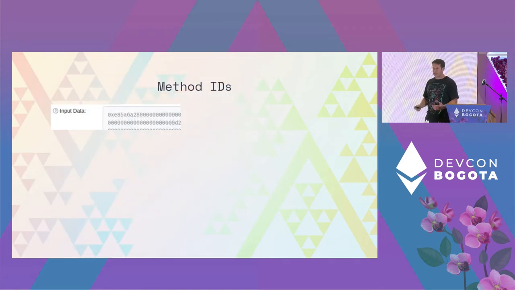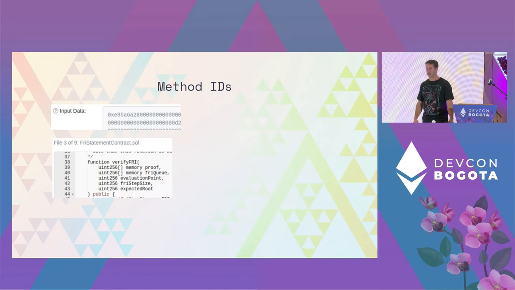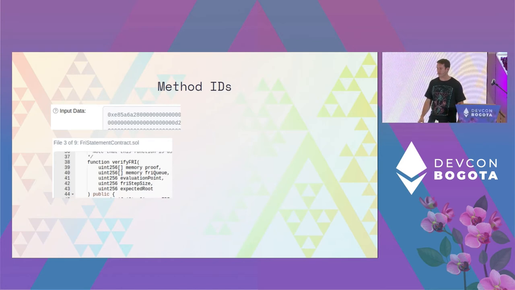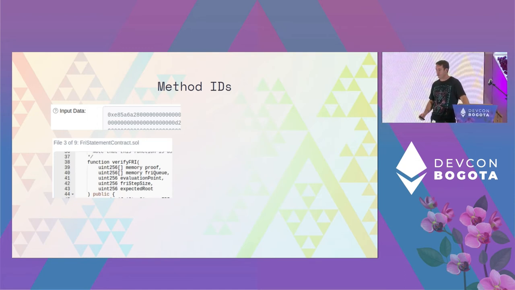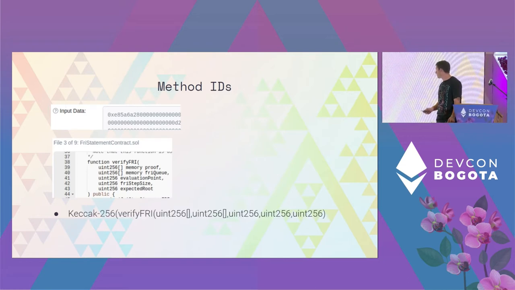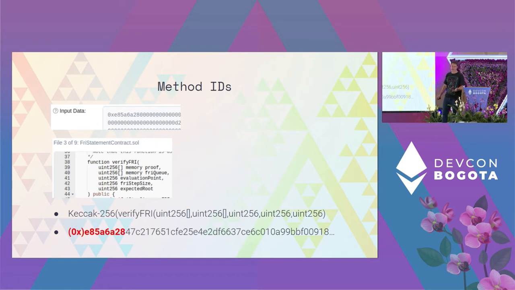Method IDs are the first 10 characters, or 4 bytes, that come through with any input or transaction call, for traces or transactions. Going through them briefly, you can see that this function here is for StarkWare, and it's a FRI verifier. This is what is actually verifying the proofs. If you want to know the method ID for this particular function, you take out all the chaff from inside, run the Keccak-256, and take the first 4 bytes plus the indicator that it's hex. So 0xE85A6A28 is the method ID. It'll be the first 10 characters in any call when you look through the data.